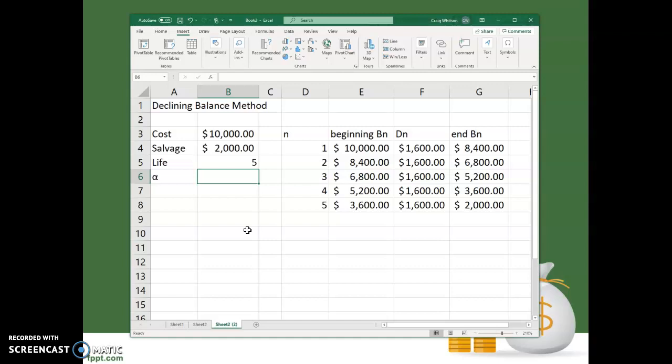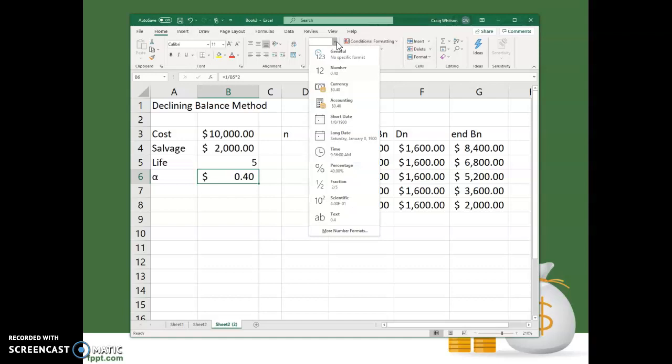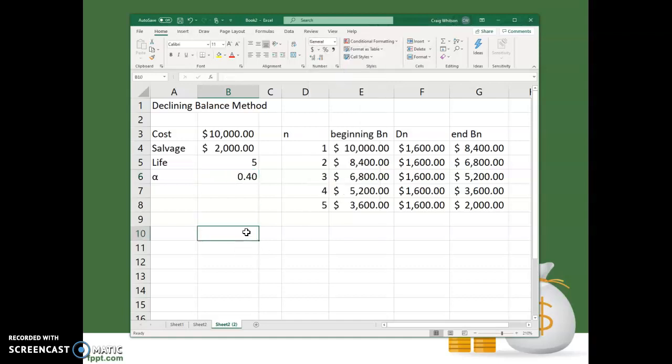And so what is alpha? Alpha is 1 divided by our number of years, the life of the asset, multiplied by some multiplier. We're choosing to use 2. Okay, and that shouldn't be a percentage, that's just a number. 0.4, or 40%, is the alpha value.